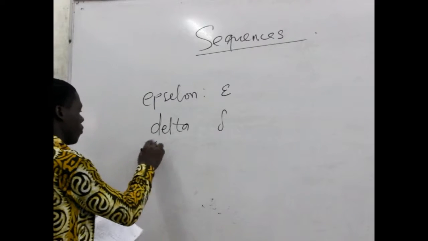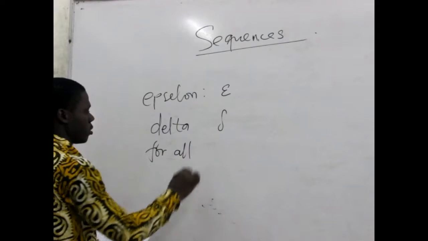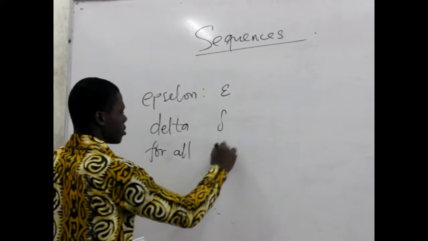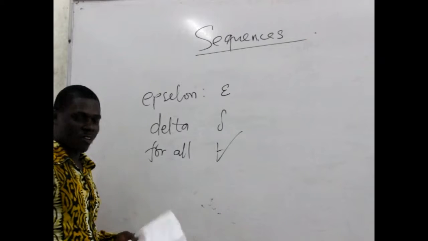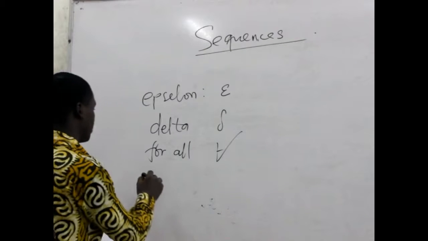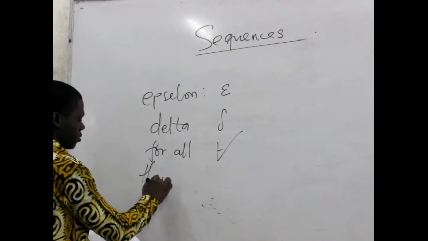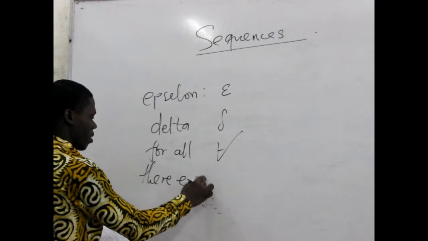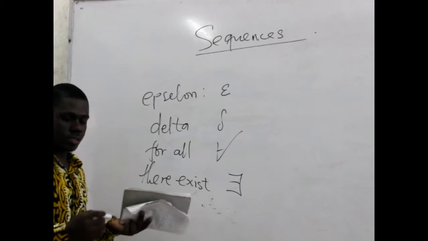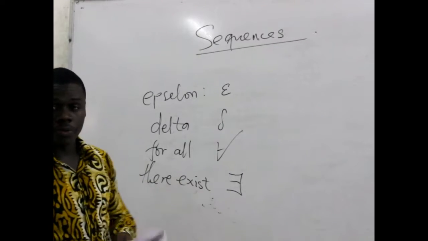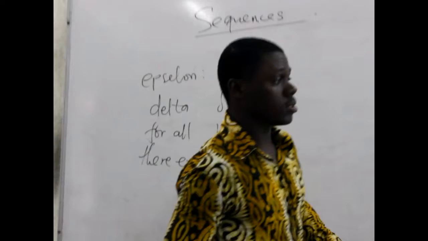We have for all. So as we move along, when you see this symbol, you know it means for all. Then there exists. So we have this representing what we refer to as there exists.